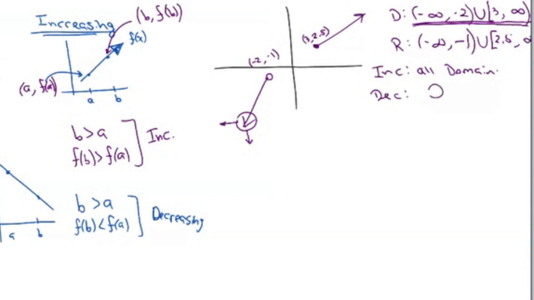Decreasing. None. Does not exist. There's another one that the book talks about, and it's called constant. Very rarely do you run into a function that's increasing, constant, decreasing. Because that doesn't exist in the real world. What would it look like? You'd have an increasing, constant, decreasing.